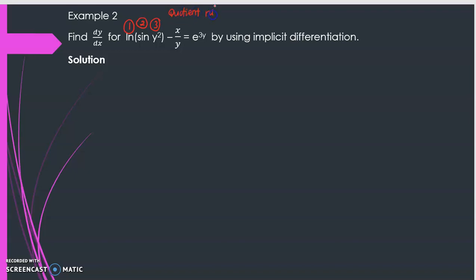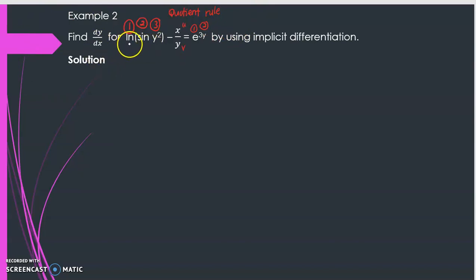So where the numerator is x, our u is x, v is y. So here is our u, this is our v. We will use the quotient rule. Next, the final part of this expression, first we will differentiate the exponent. Second, don't forget to differentiate 3y. So now I start to differentiate.